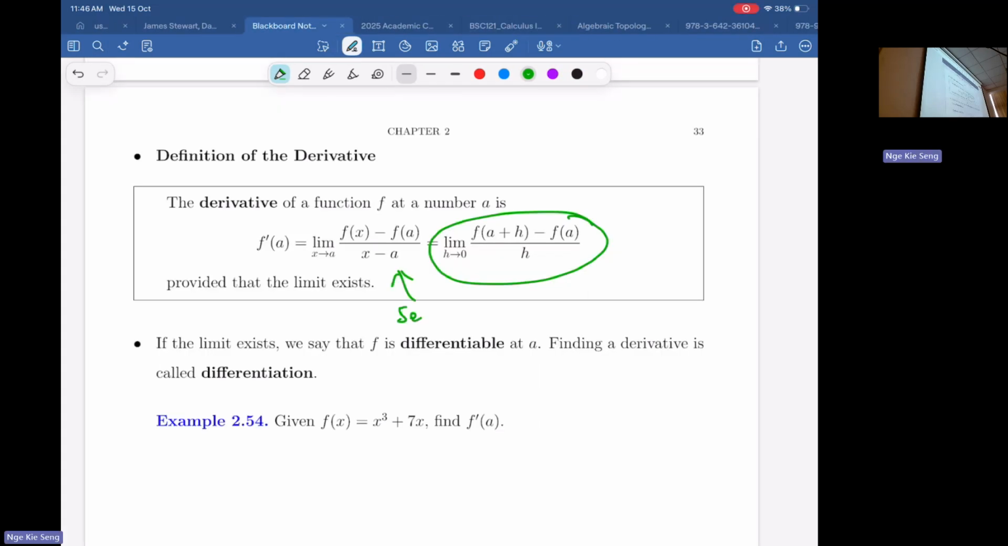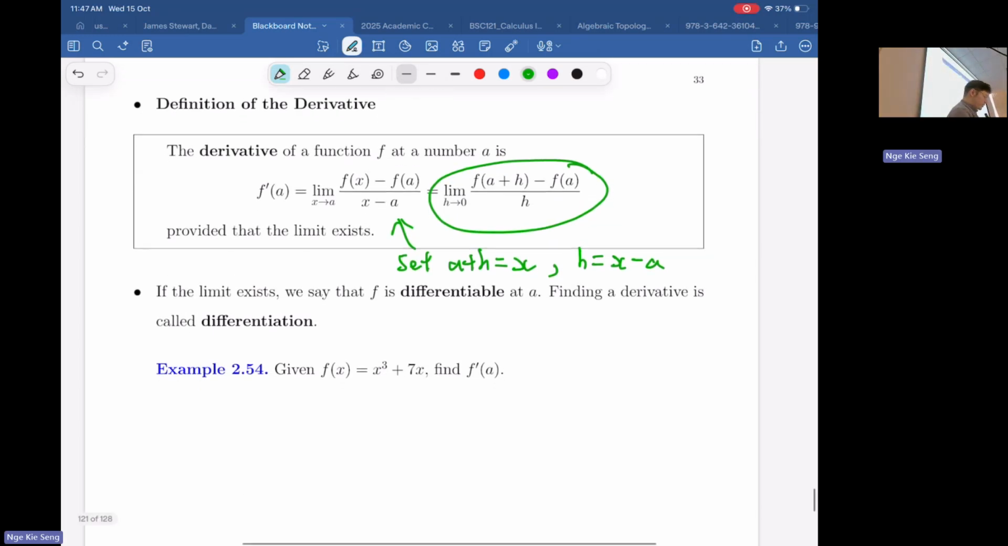Okay, so you can set a plus h equal to x like that. In this case, h equals x minus a. So when h goes to 0, x goes to a. These are the two equivalent ways to write it. It's good if you can remember them. These two are the same form: either a plus a bit of distance, or another point than a, and then move to a.